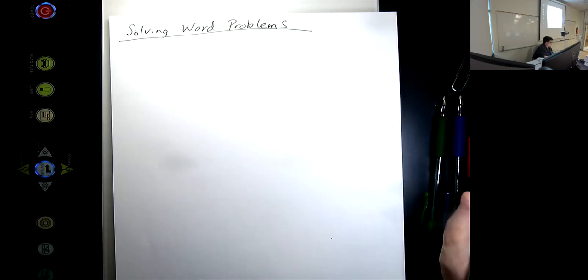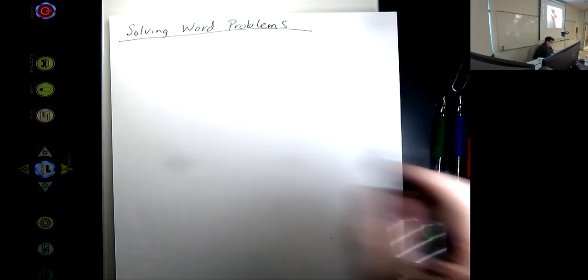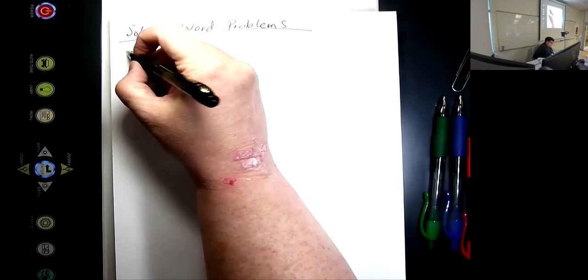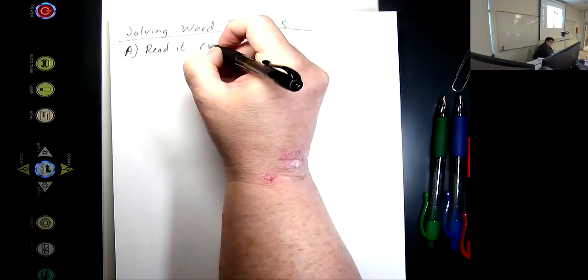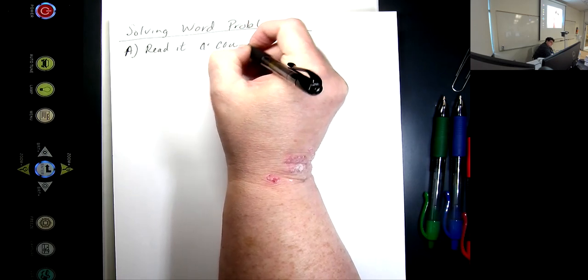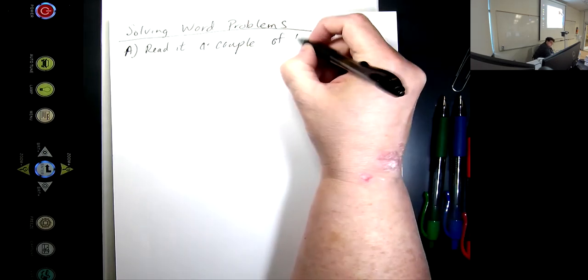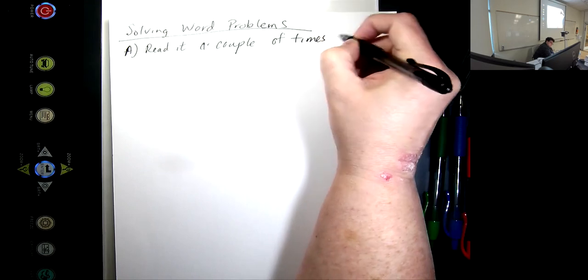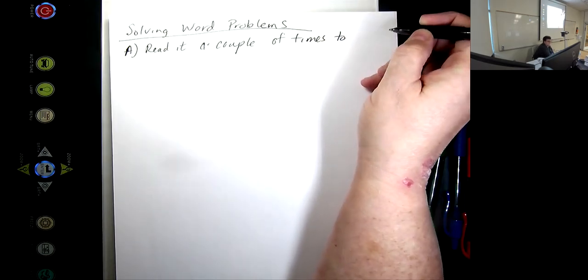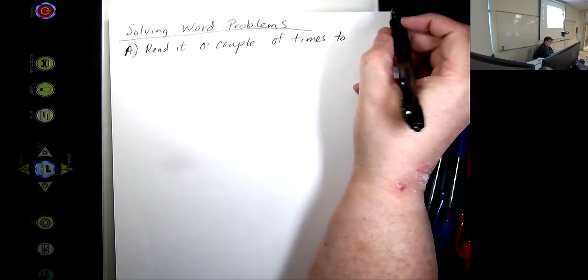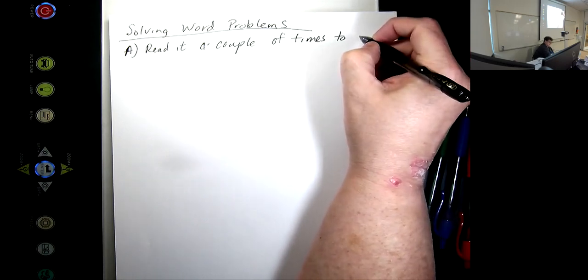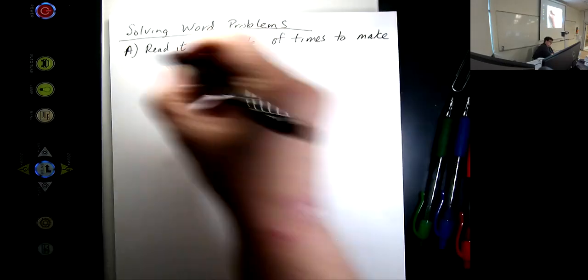All right, so there's some steps you kind of want to follow. Read it a couple times. Maybe even annotate it. If you're one that annotates and highlights, I would do that. Read it a couple times to make sure you know what they're asking.